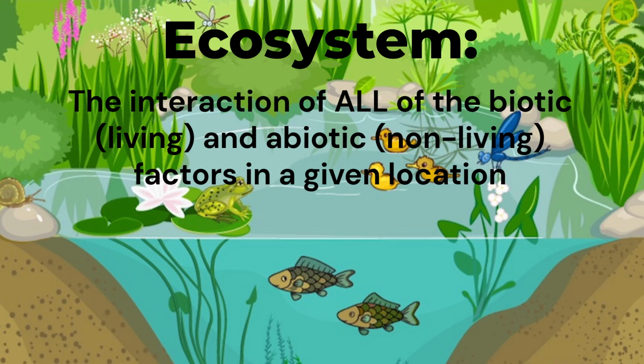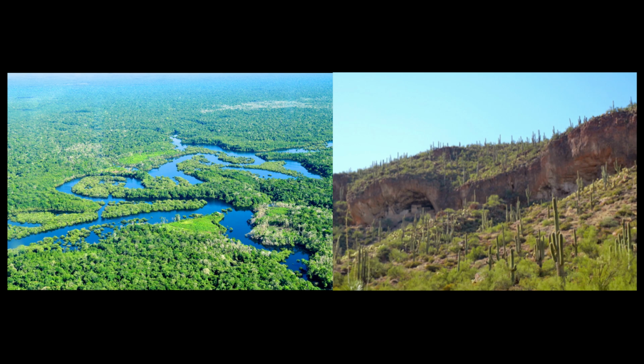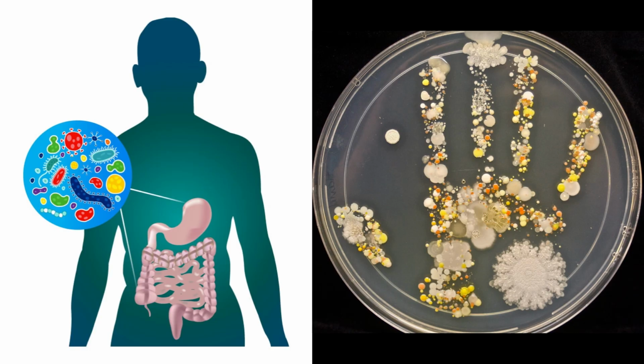Ecosystems are all of the organisms in a community and the abiotic factors such as temperature, precipitation, timing and amount, nutrients in the soil, and things like that. Ecosystems can be considered on the large scale, like the Amazon rainforest or the Sonoran Desert, or they can be considered on the small scale, such as the ecosystem of bacteria that live in your gut or on the palms of your hands.